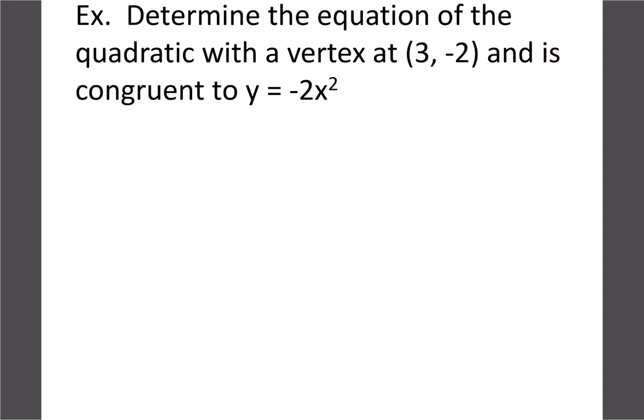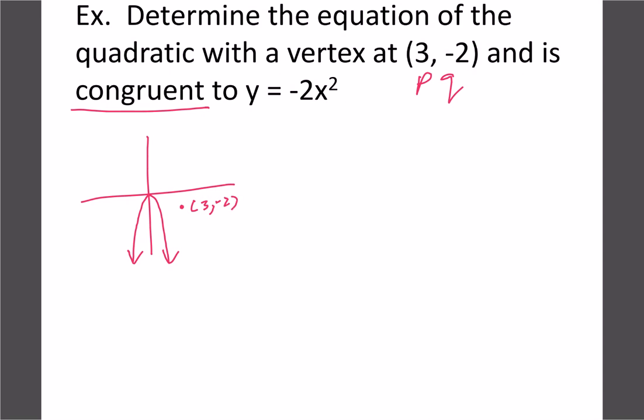One more, and this one's worded a little bit differently. You can see we've got a vertex, we have our P and Q, but they're saying it's congruent to y equals negative 2x squared. The word congruent in English means equal in shape and size, but in a different location, is kind of how you want to interpret that. So if we had a graph of y equals negative 2x squared, it's going to be a graph something like that. Our new one is basically the same graph, but we've moved the vertex over to (3, negative 2). It's just the same graph shifted over.